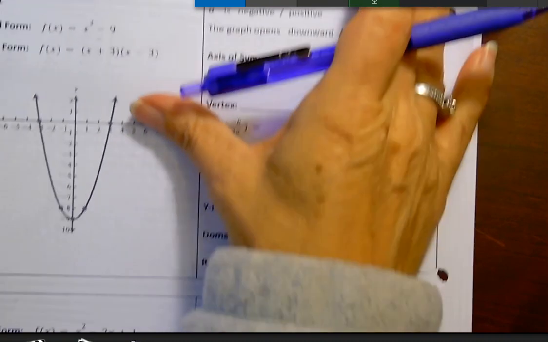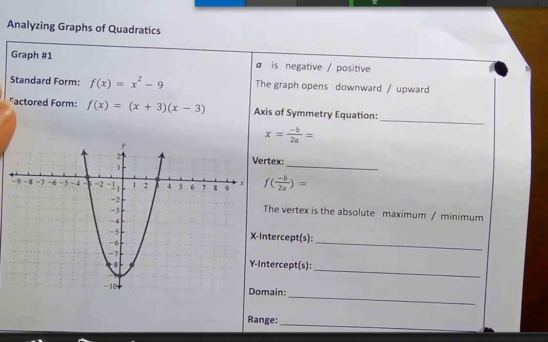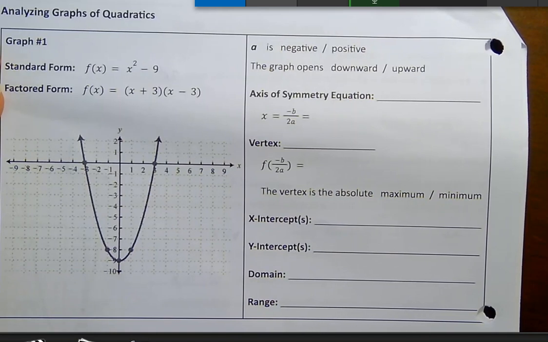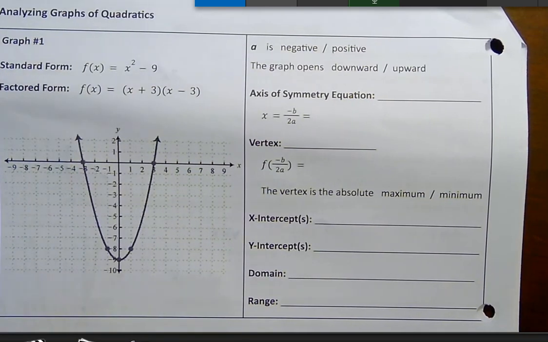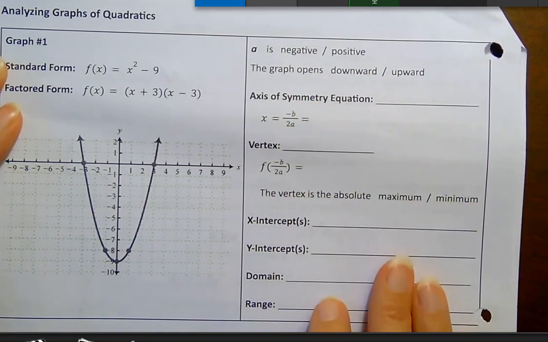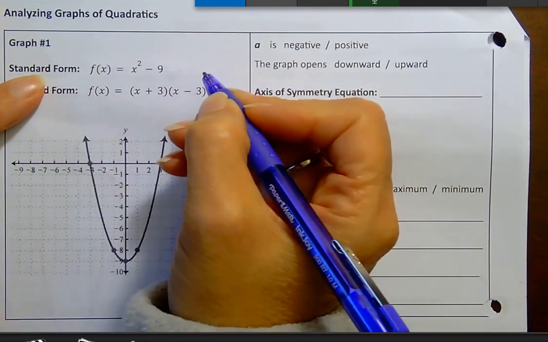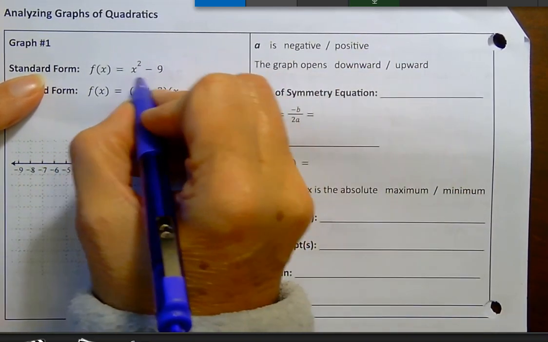So here we have 2 graphs that we're going to analyze. This is graph 1. So we're going to look at the graph and think again about those important pieces that we have. We have a vertex, we have an axis of symmetry, we have a y-intercept, and we have usually an x-intercept or maybe more than one x-intercept. So in this case, we are going to fill in this whole box over here. If this is my equation, x squared minus 9, that's my function.